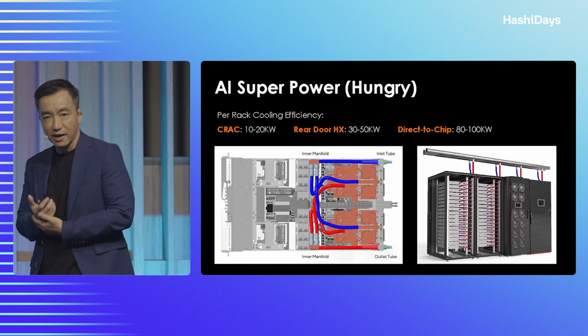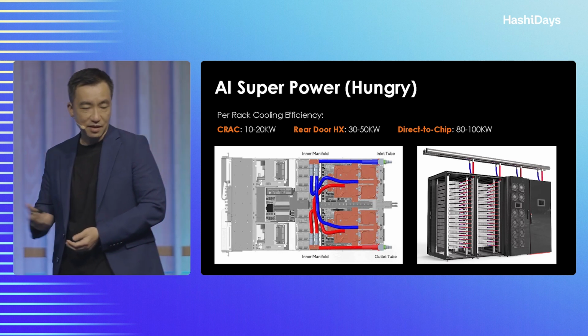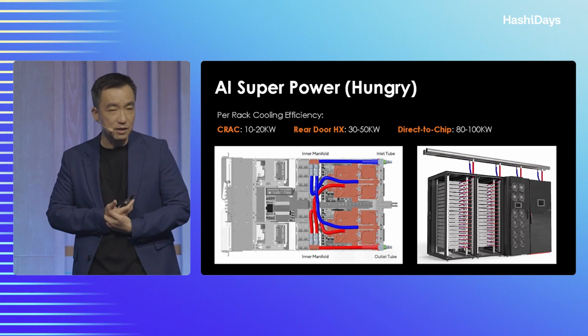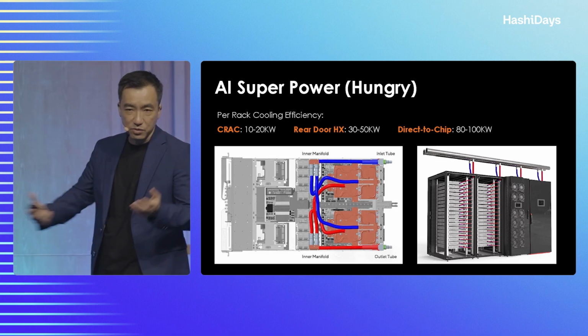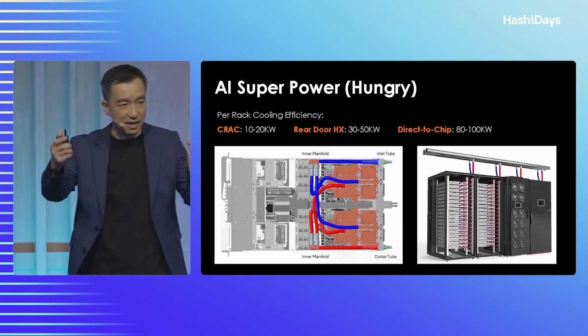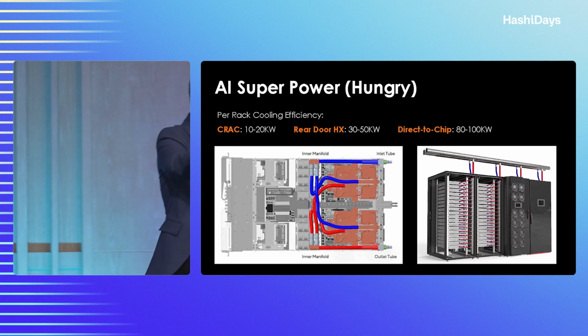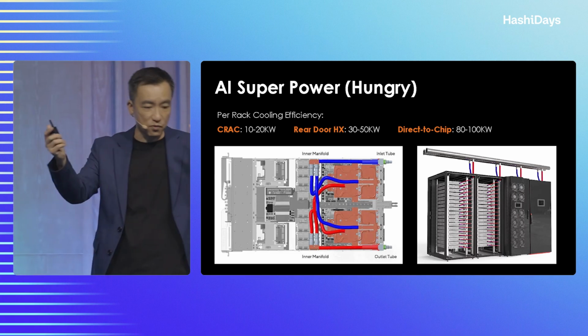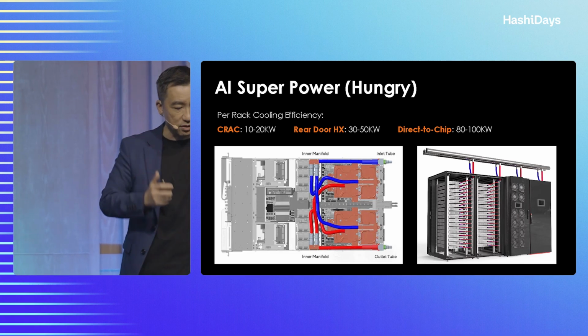Some more pictures on cooling. In a normal air-cooled environment, we have what we call a CRAC, the data center air conditioner unit, which gives us about 10 to 20 kilowatt of cooling. We mounted rear door heat exchangers, i.e. added a cooling system to the back of our server rack, which increased cooling capacity to 30 to 50 kilowatt. That's what we're using right now.